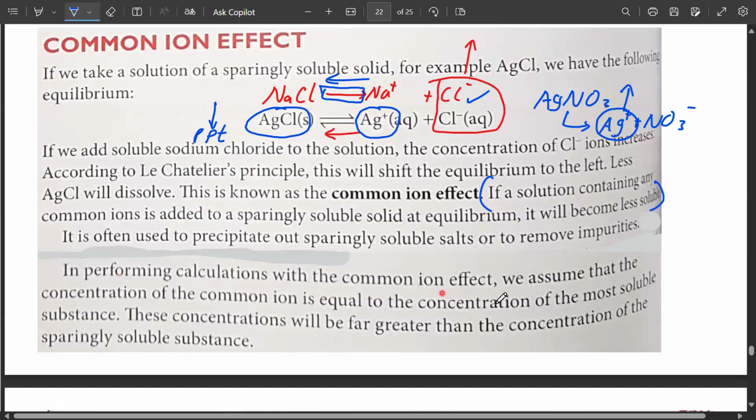In performing calculations with the common ion effect, we assume that the concentration of the common ions is equal to the concentration of the most soluble substance. Since a common ion must be there, that common ion comes from the most soluble substance. In this example, the most soluble substance is NaCl. So NaCl is providing the common ion, the chloride ion. Or if you take this example, then AgNO3 is the most soluble substance.